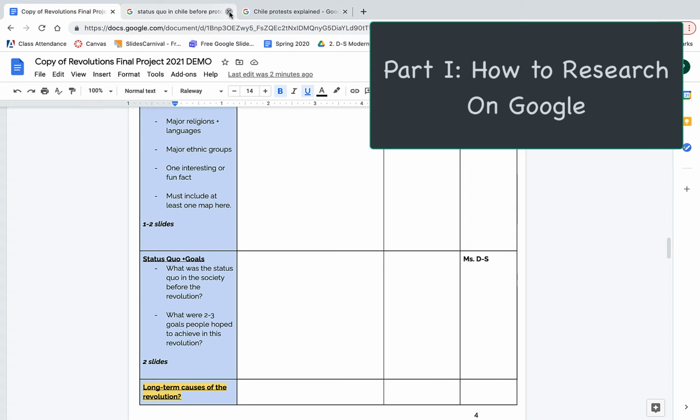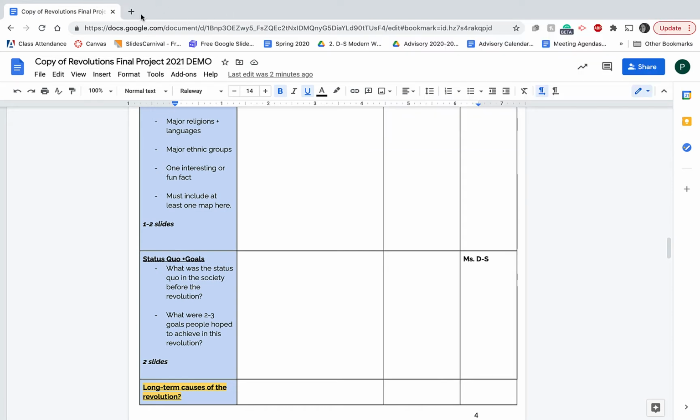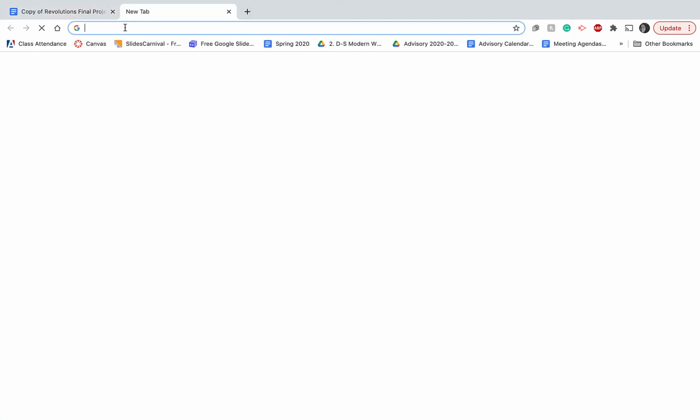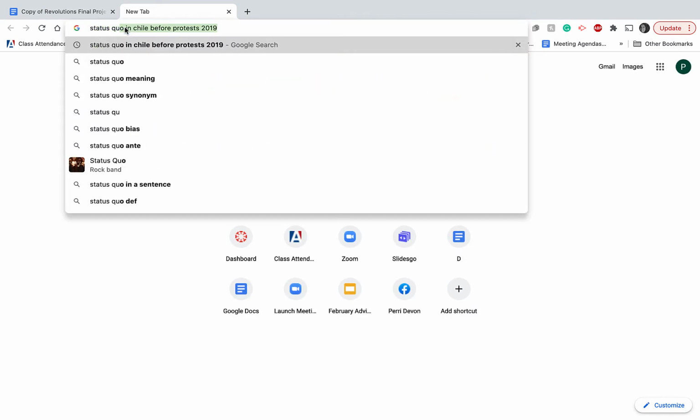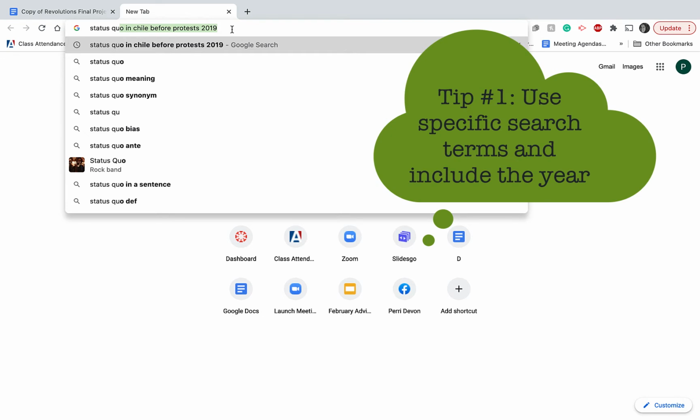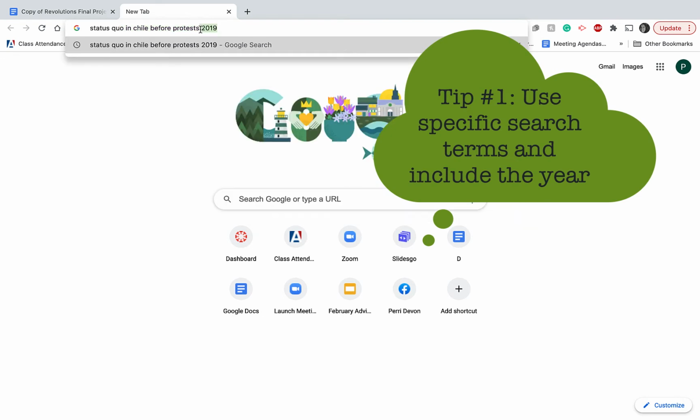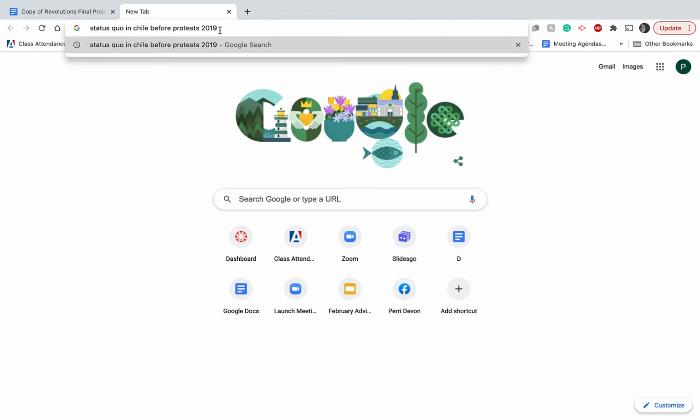So let's get started. Let's say I want to start with status quo. I'm going to open Google and ask Google, what was the status quo in society before the revolution? I'm going to take the Chilean protest as an example. So I'm going to go to my Google tab and type in here status quo in Chile before the protest 2019. It's really important I put the year because that makes the search more specific. This is not the first time there were protests in Chile, and we're focusing on the 2019 protest.